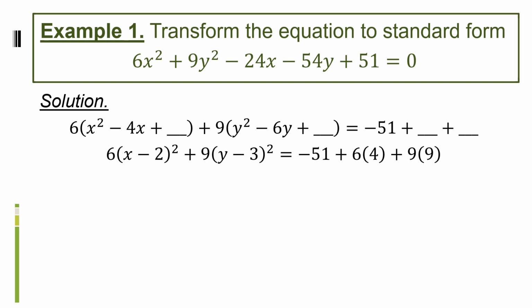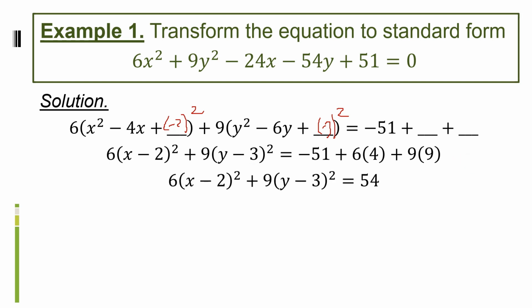So that is now equal to, since this is negative 2 squared, and on the other side we have negative 3 squared. So we have 6 times (x minus 2) squared plus 9 times (y minus 3) squared equals negative 51 plus 6 times negative 2 squared, which is 4, plus 9 times negative 3 squared, which is 9. Or that is 6 times (x minus 2) squared plus 9 times (y minus 3) squared equals 54.